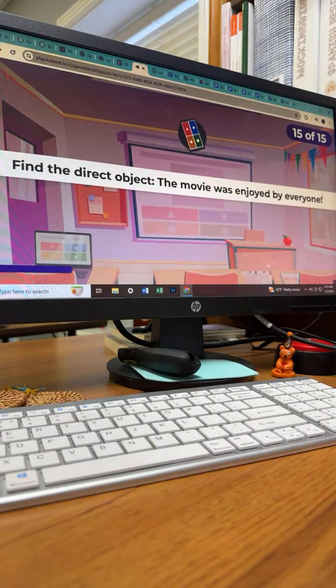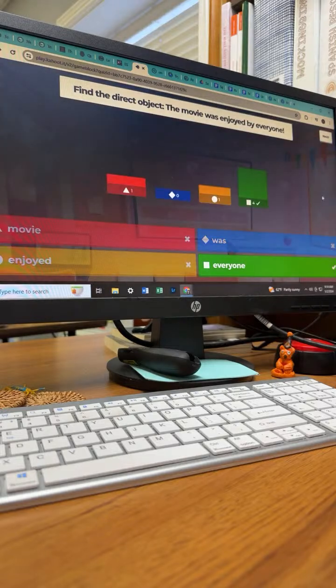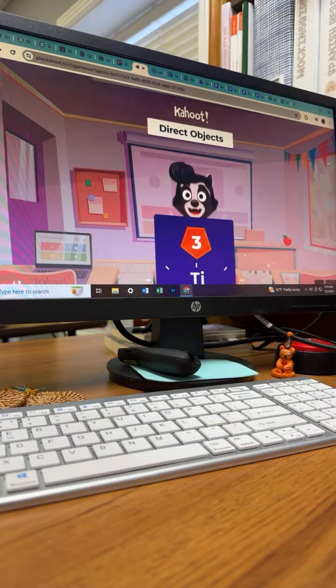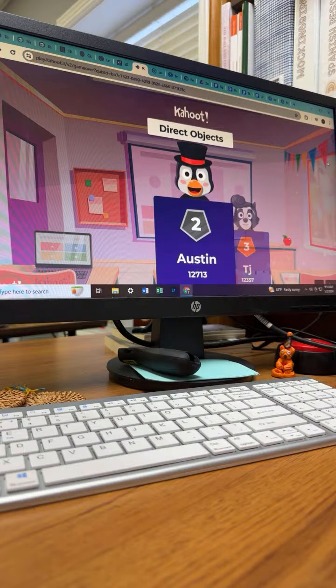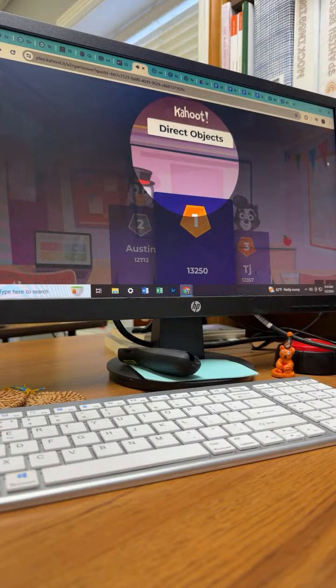Okay, last one. Oh, this was difficult. This was very difficult. Not really. The movie was enjoyed by everyone. Okay, it's everyone. So I think that definitely shows us that it was good that we reviewed this so that we understood what direct objects are in English before moving on.